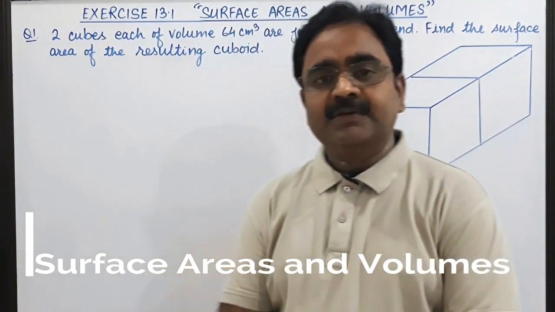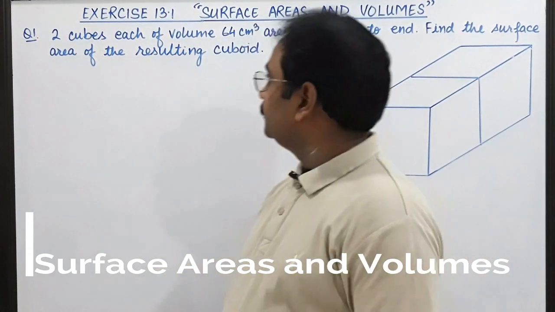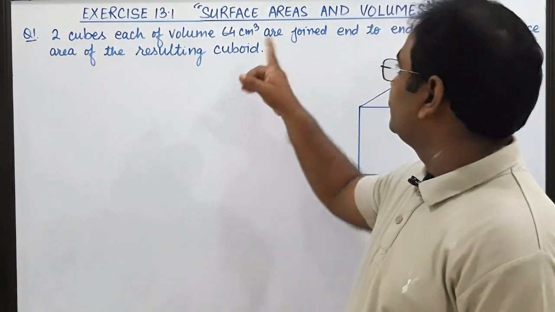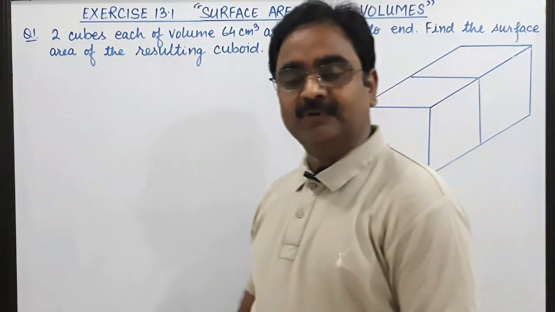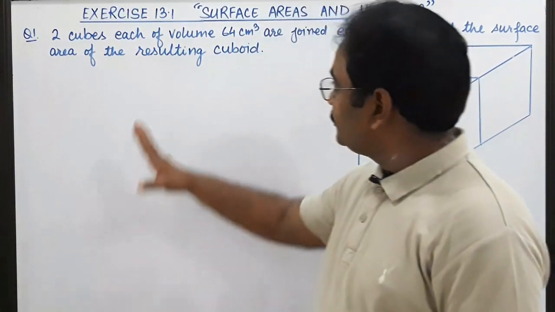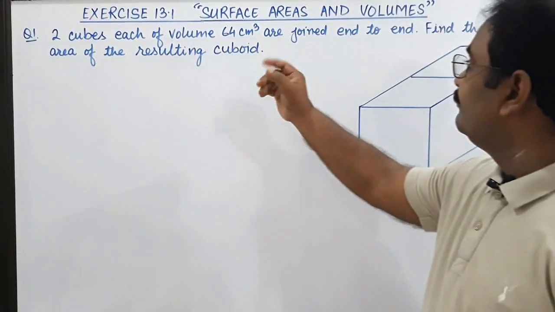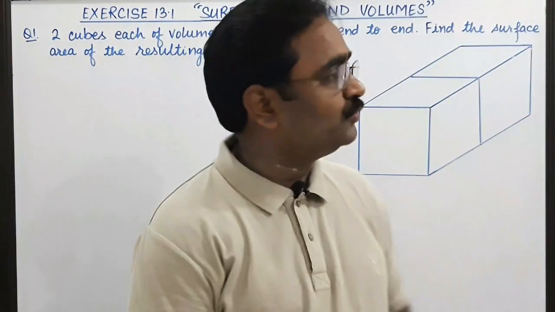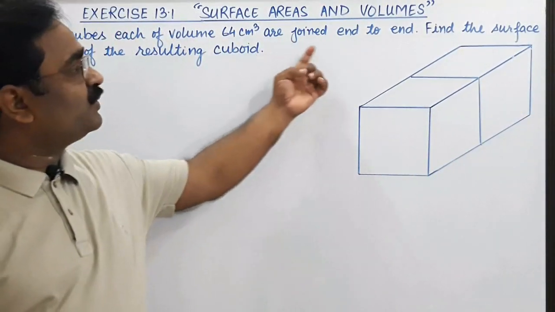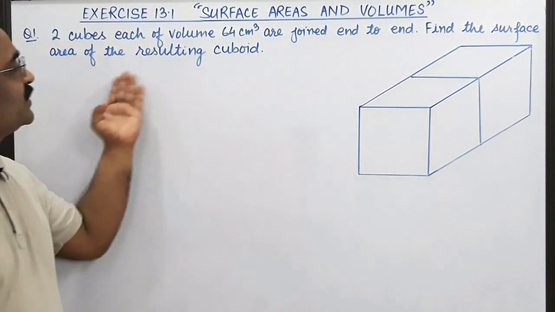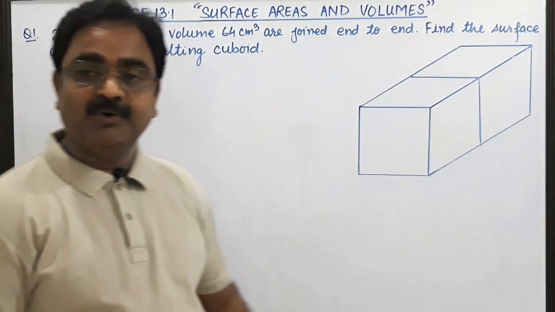Dear friends, today we are going to learn about exercise 13.1 of the chapter Surface Areas and Volumes. In this first sum, the question is given: two cubes, each of volume 64 centimeter cube, are joined end to end. Then find the surface area of the resulting cuboid.